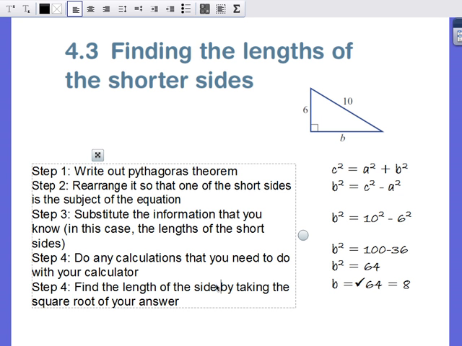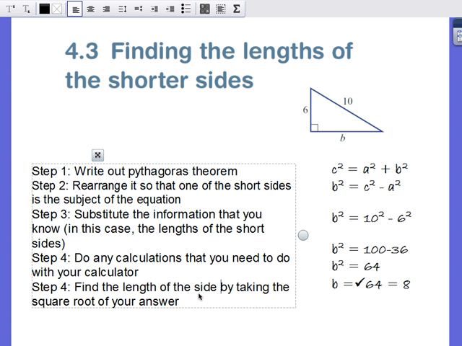Okay, I'm going to substitute in the information that I know. So in this case, I don't know what b is, but I do know what c is. c is 10. The c is always the long side. And a is going to be 6. So I've got this new piece of information: b squared is equal to 10 squared minus 6 squared.